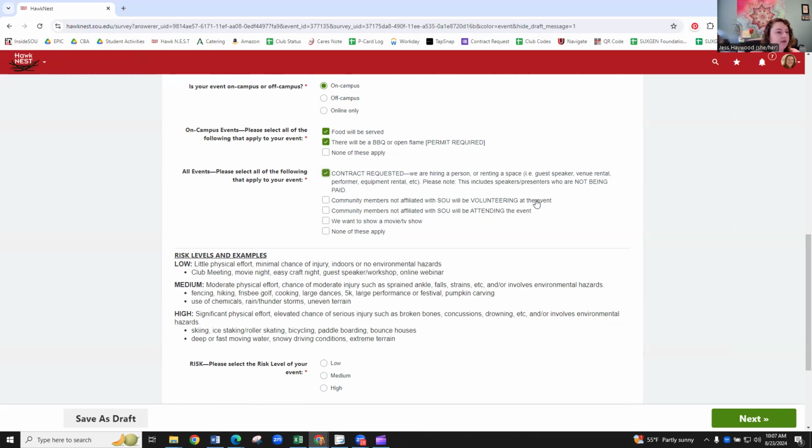This community member is not affiliated with SOU will be volunteering at the event. So that means people outside of SOU will be coming to help set up, tear down, check people in, etc. That's going to require a volunteer conditions of service form.